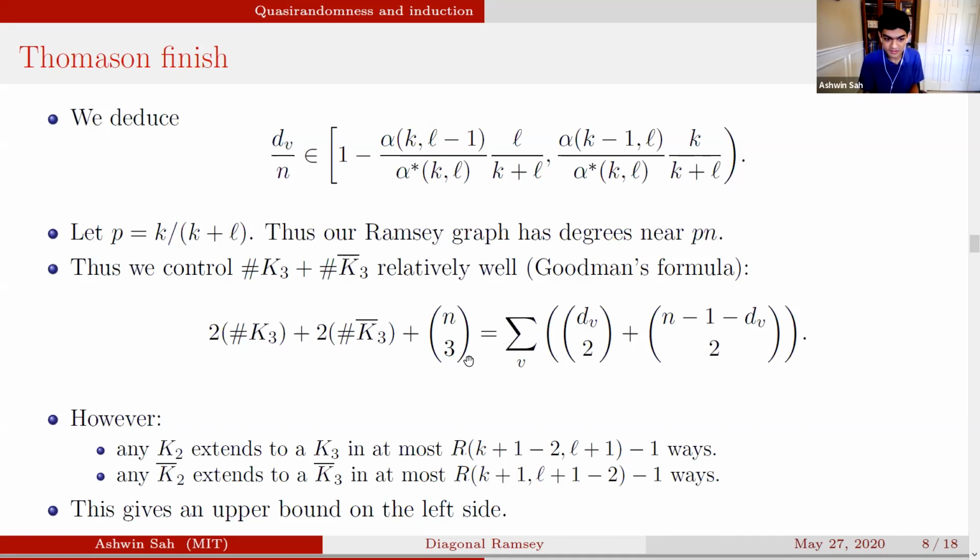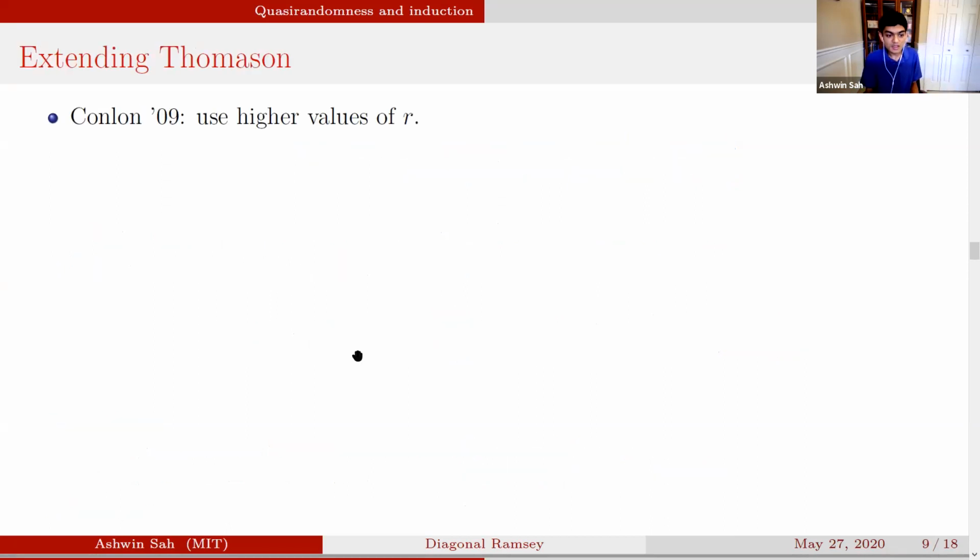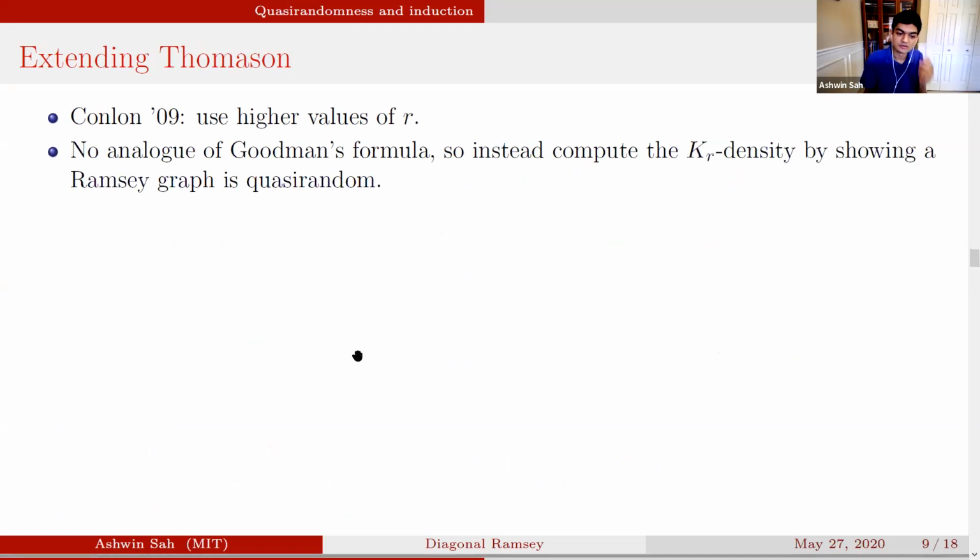And maybe that, along with this clique bound giving an upper bound on the number of cliques, maybe those two together will give us enough on their own. And it turns out that that is basically good enough. So as I mentioned, there's no analog of this formula, but what you can do is, using this Ramsey graph, you first have to show it's quasi-random in a certain sense. And then you can basically just compute the K_r density or show it's very close to what it would be in a quasi-random graph.